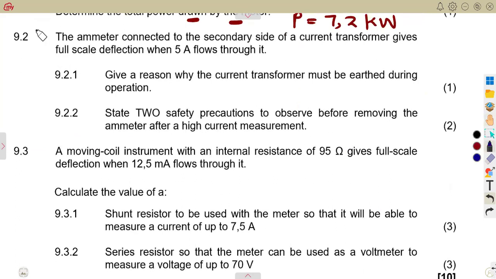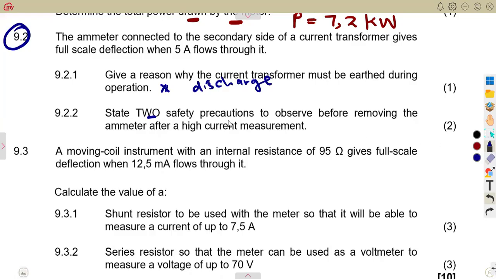Then on 9.2, you are given the ammeter connected to the secondary side of a current transformer that gives full-scale deflection when 5 amps flows through it. Give the reason why the current transformer must be earthed during operation. So this is to ensure the immediate discharge of any harmful energy to the ground. That is the major part that you're going to consider.